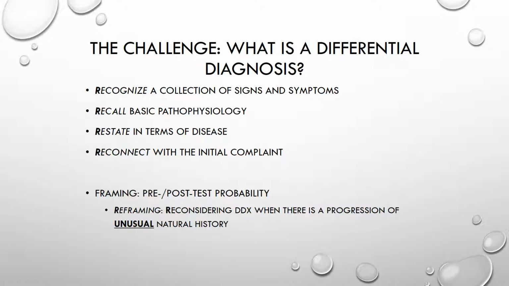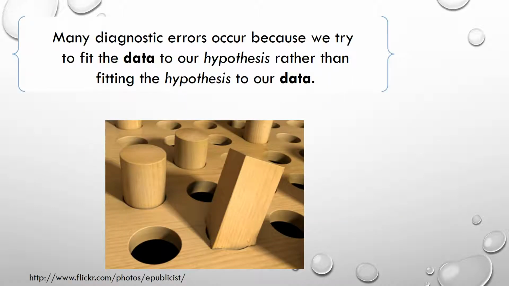Also, recall basic pathophysiology, restate in terms of disease, and reconnect with the initial complaint. So it's a full circle type of a process in diagnosing our patients. A lot of diagnostic errors occur because we try to fit the data to the hypothesis rather than fitting the hypothesis into the data. So it's important not to draw your conclusions too quickly.